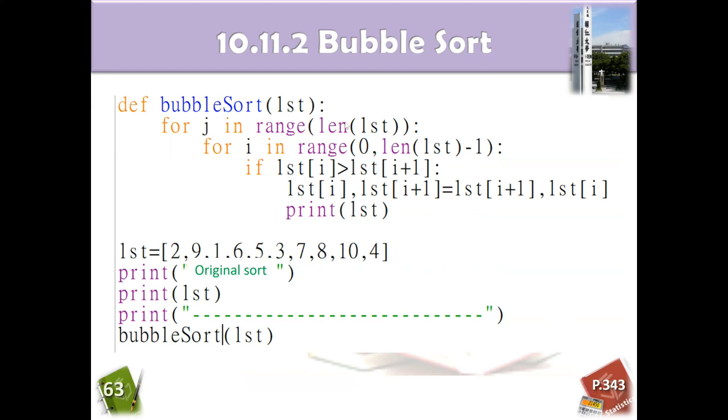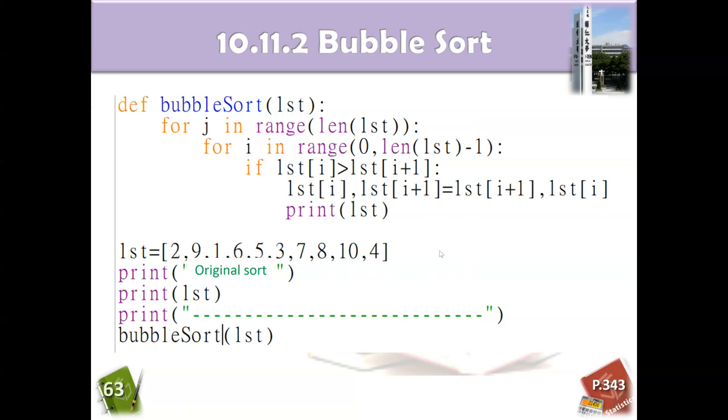So how does the bubble sort work? J is the first, and I goes from 0 to the length minus 1, because we always compare to the next one. So for example, first 2 will compare to 9, and 9 will compare to 1, 1 will compare to 6. If it is not in order from small to large, we will just exchange, okay?